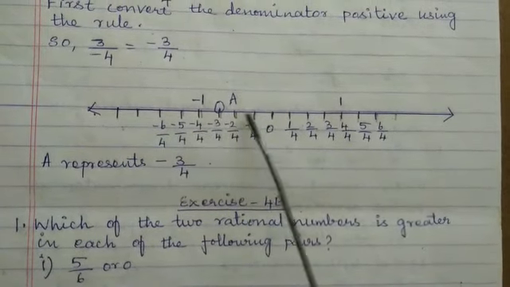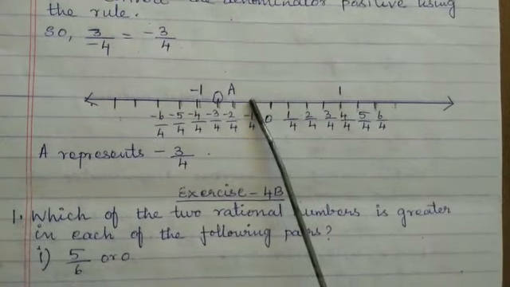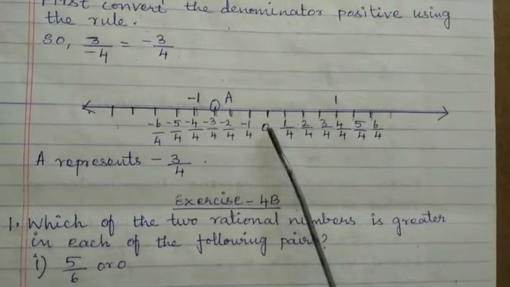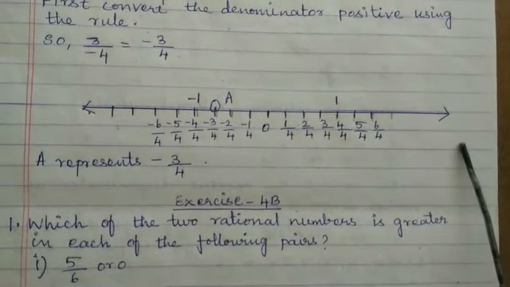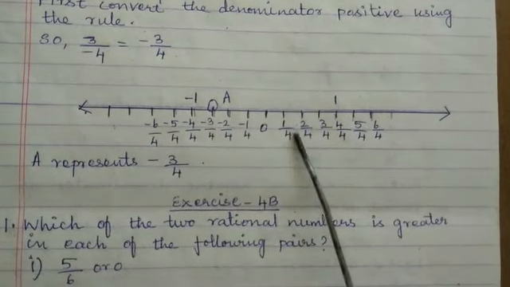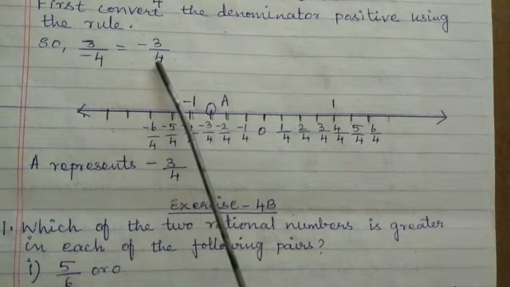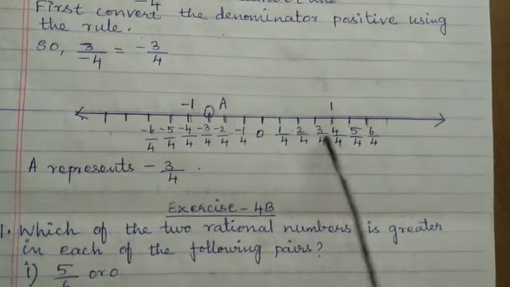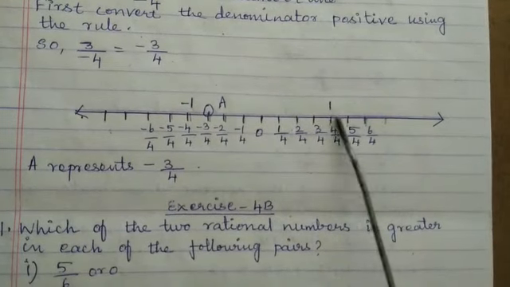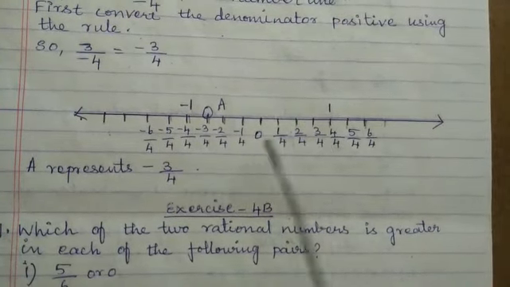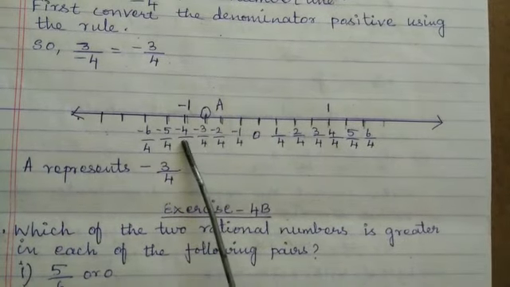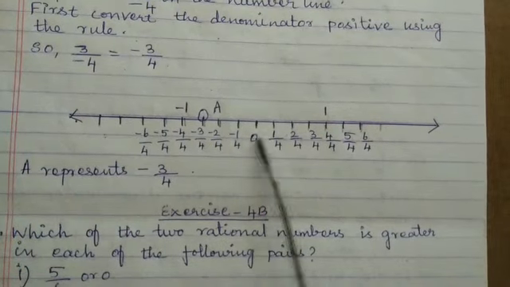In the middle, first we have to mark a point and make it 0. On the right hand side you write the positive rational numbers and the negative rational numbers on the left hand side. Here the denominator is 4. So from 0 to 1 there should be 4 equal parts. So 1 by 4, 2 by 4, 3 by 4, 4 by 4 you write on the right hand side of the zero. Now minus 1 by 4, minus 2 by 4, minus 3 by 4, minus 4 by 4, minus 5 by 4 and so on on the left hand side of the zero.